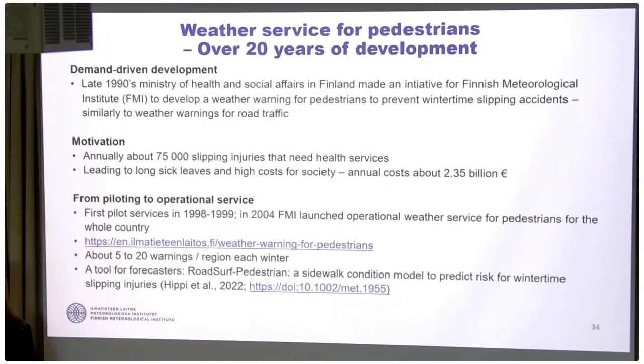We are very lazy to publish anything, which is why maybe it's not very well known that we have a service like this. But there is one paper about the road surface pedestrian weather model. We issue every winter from 5 to 20 warnings per region in Finland, depending a little on the region and what type of winter we have, whether mild or cold. It varies.